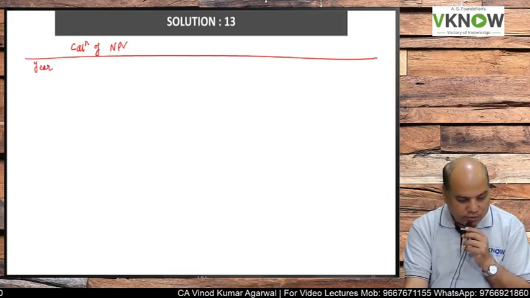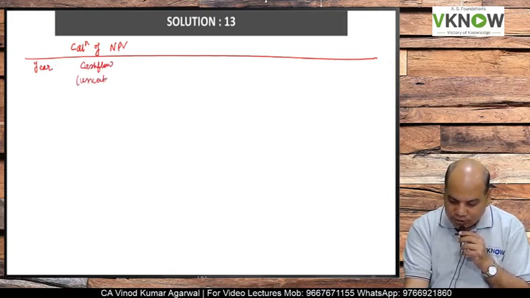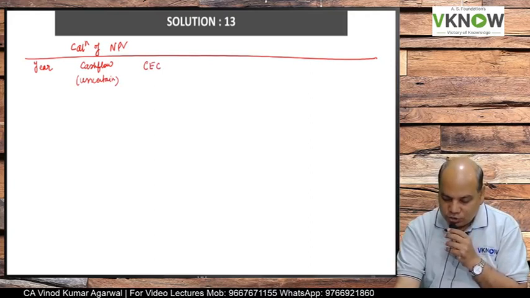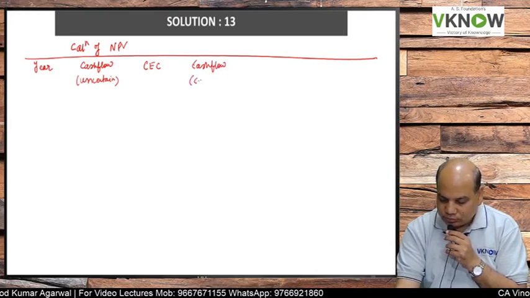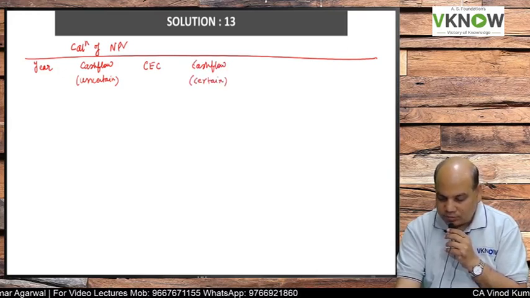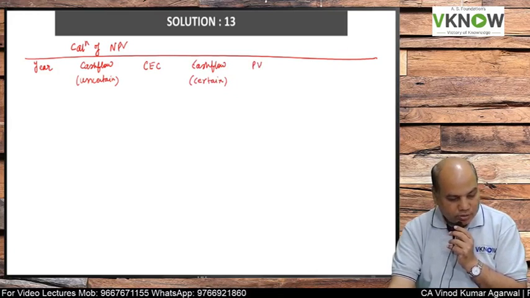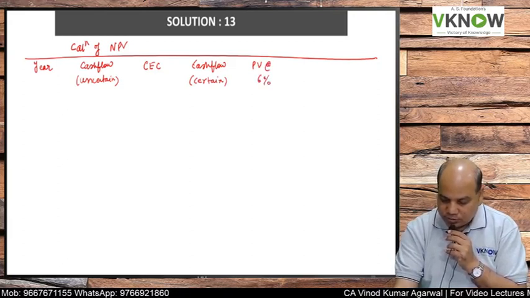First column write year. Second column write cash flows, in bracket uncertain cash flow. This will be multiplied by the certainty equivalent coefficient. You will get cash flows which are certain. Certain cash flow will be discounted by the risk-free discount rate which is 6%. So present value at the rate of 6%.